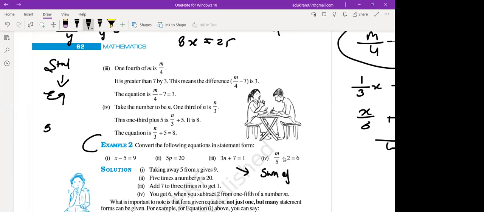And here you can write subtracting minus 2 from 1/5 m gives you 6. Clear? Yes, you can write subtracting 2 from 1/5 of m gives you 6.